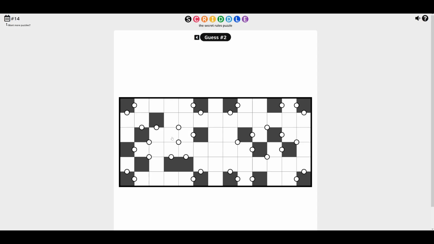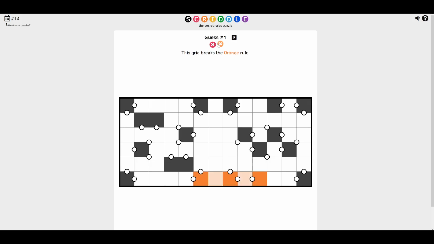Okay, so one of these has to be, which means that these 2 can't, which means one of these has to be. It can't be this one right now, so let's do this one. And then let's arbitrarily do this one. I don't want to guess just yet, actually. Let's go back to the orange rule.